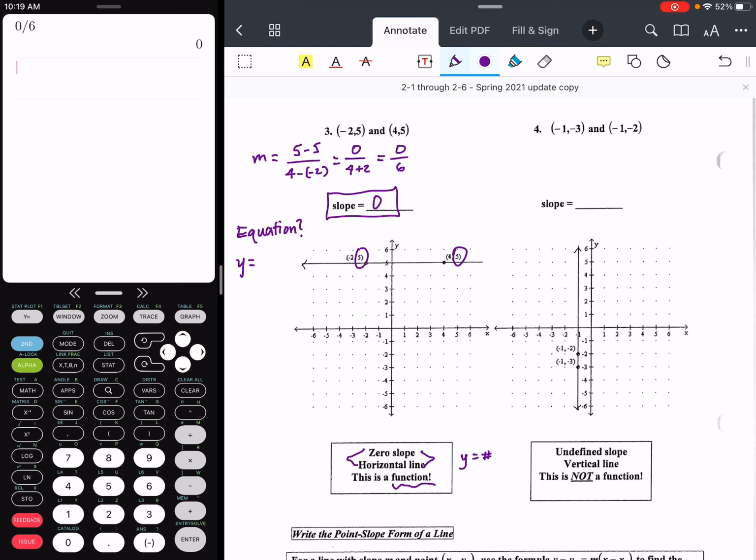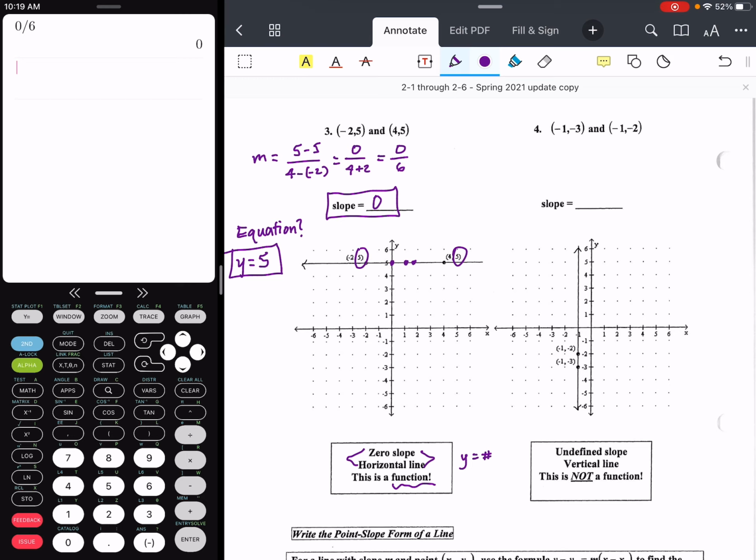So for a horizontal line, the equation will always be y equals a number, and it'll always just be the y value that appears in your coordinates. So any point that falls on this line, (0, 5), (1, 5), (1.5, 5), any of these ordered pairs is going to have a 5 for the y value, so the equation is y equals 5.